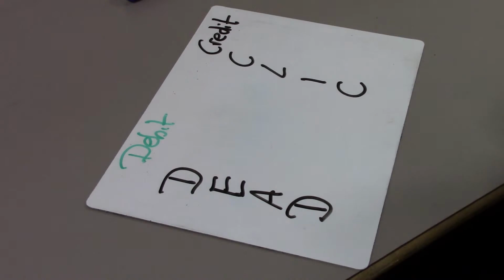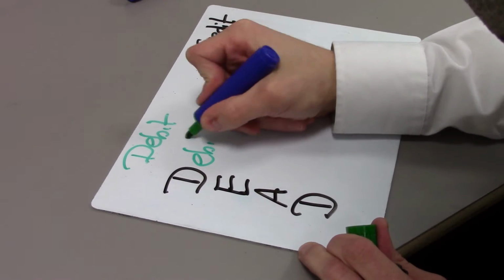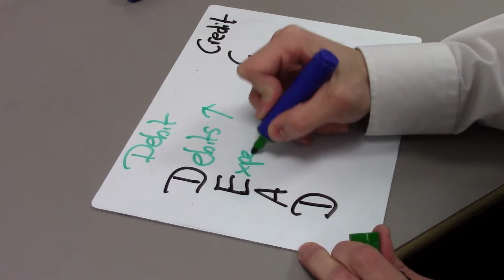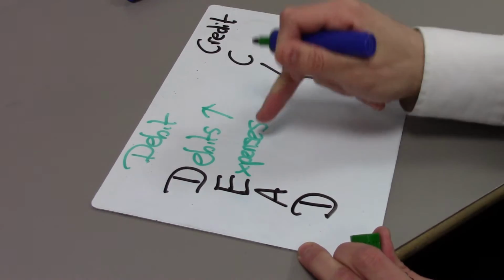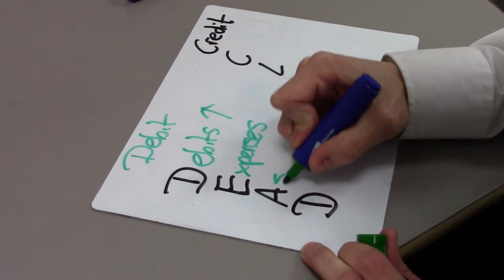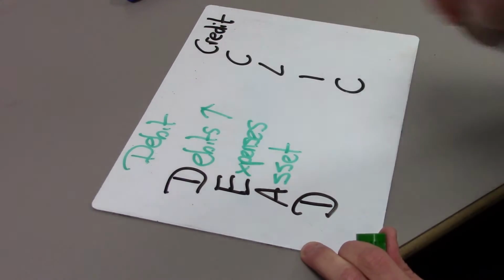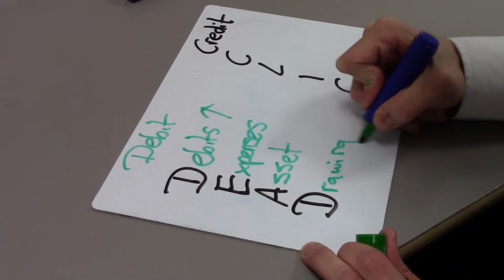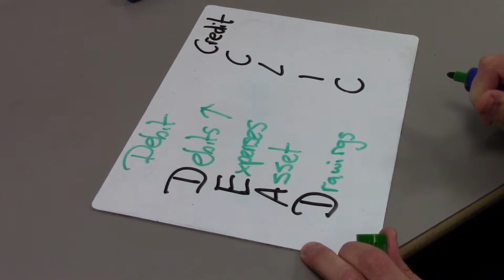Now, what that means is that debits increase when you have an increase in expenses. So, if you have an increase in expense, it's a debit. If you have an increase in an asset, it's a debit. If you have an increase in drawings, it is a debit.